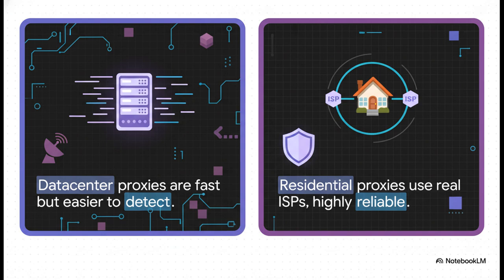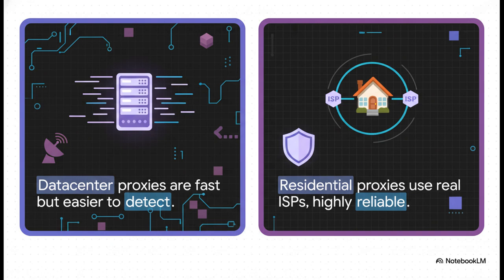So data center proxies are pulled from designated servers. They are absolutely blazing fast, which is awesome. But because they don't come from a standard internet provider, they stand out to bot detection systems like a teenager in a trench coat trying to buy a lottery ticket. On the flip side, we have residential proxies.